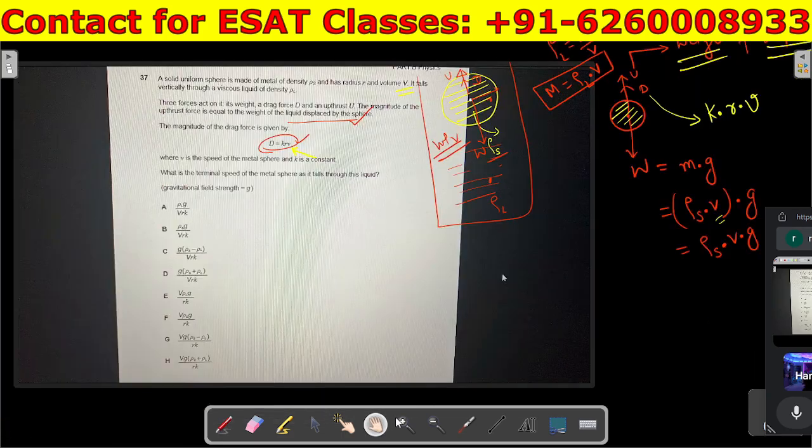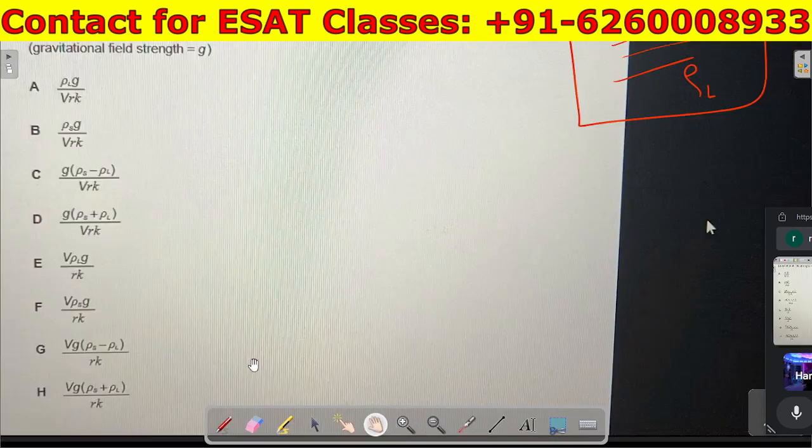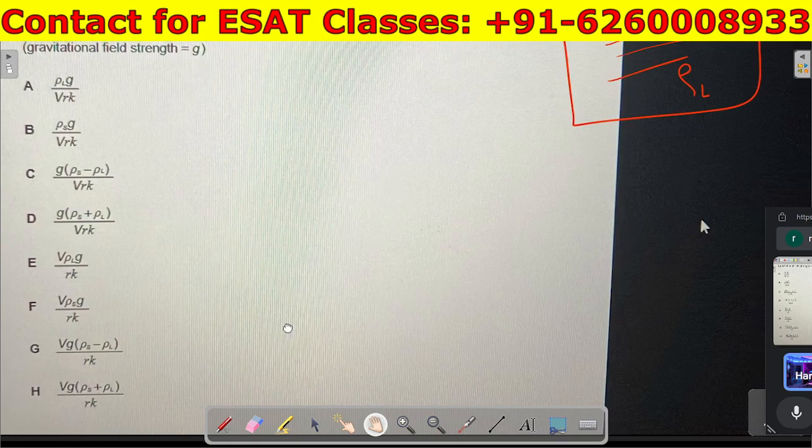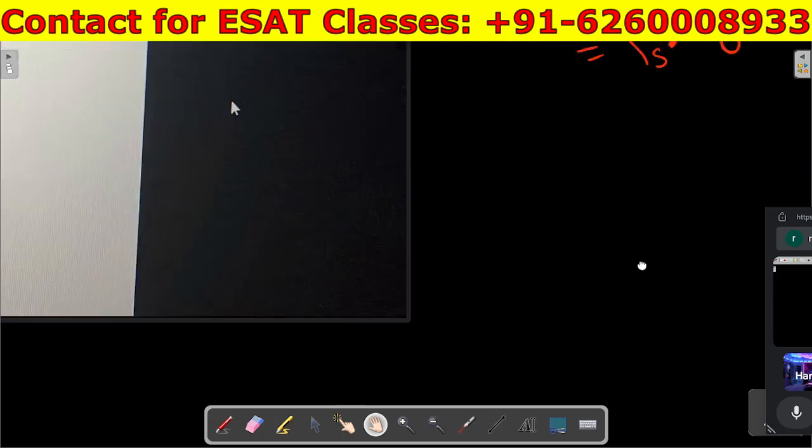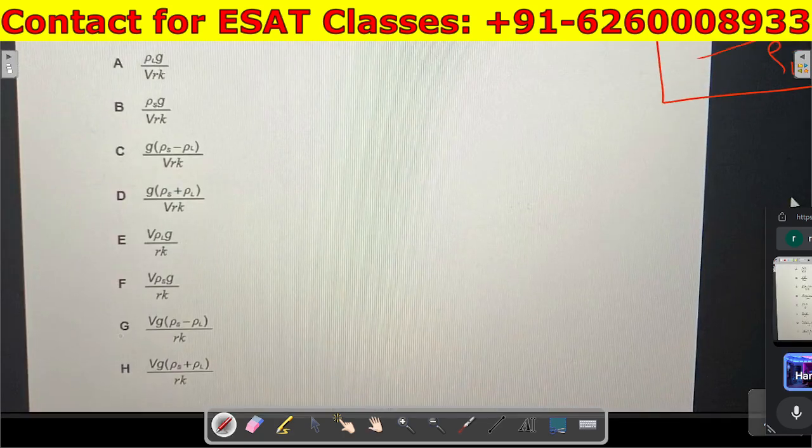Let us see. Is there any option? I think the last option. No, no, option G, I think. You may check the answer as well. So this should be our answer, this G.